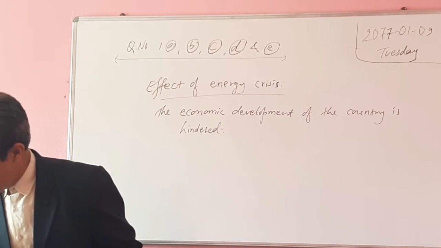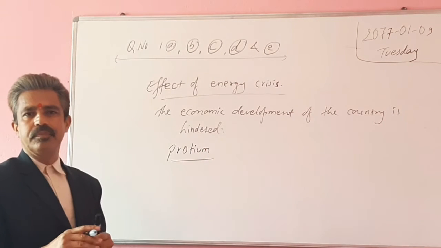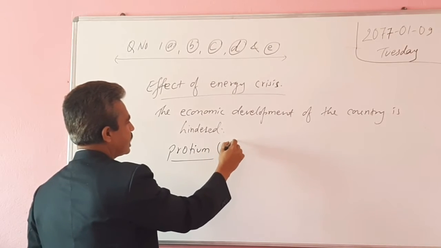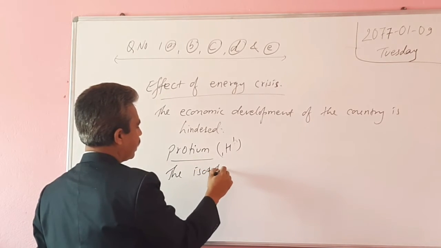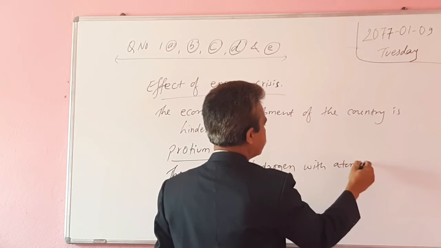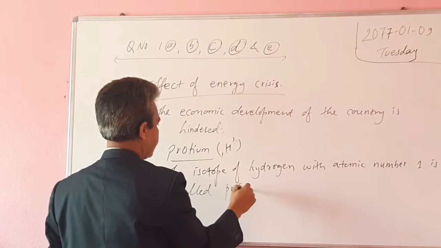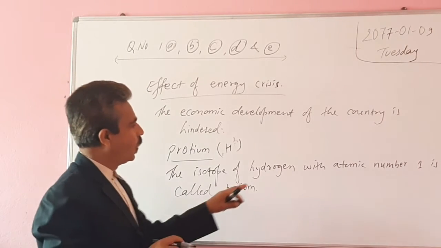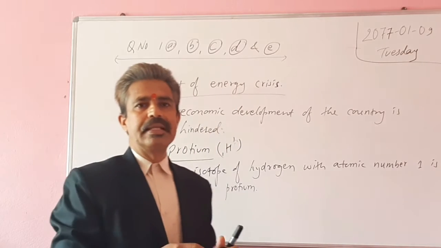Next question is, define protium. What is protium? Do you know? Protium is H plus, or we can write simply 1H1. The isotope of hydrogen with atomic number 1 is called protium. So, protium has only one proton, no neutron. But if the isotope has one proton and one neutron, then it is called deuterium.